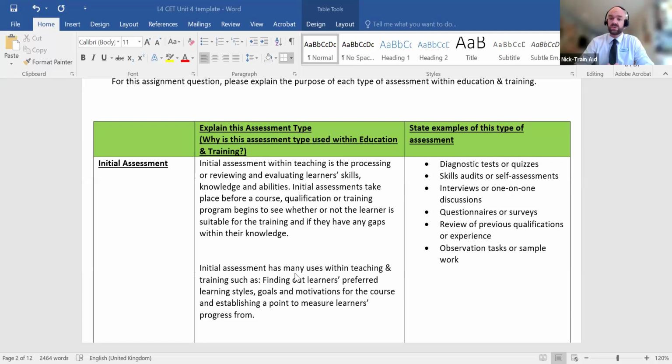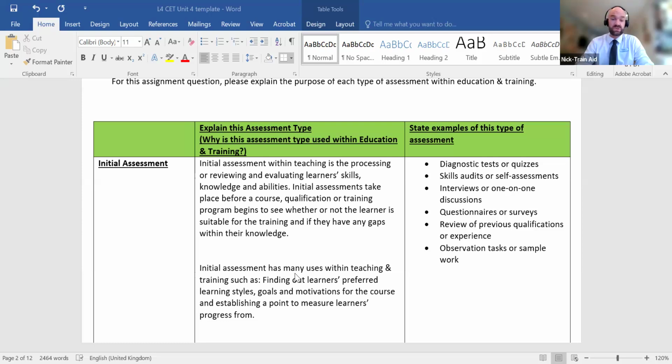In terms of examples, well, there are so many. Some of these are formal, some of these are quite informal. We have diagnostic tests or quizzes, skills audits or self-assessments, interviews or one-on-one discussions. It could be a questionnaire or a survey, a review of any previous qualifications or experience. It could be quite a fun and interactive icebreaker. It might even be an audition, for example, or an observation of tasks, or a sample of work before learners come onto your course. It might be like an audition or an observation that they have to perform and showcase their skills before they attend your course, for example.